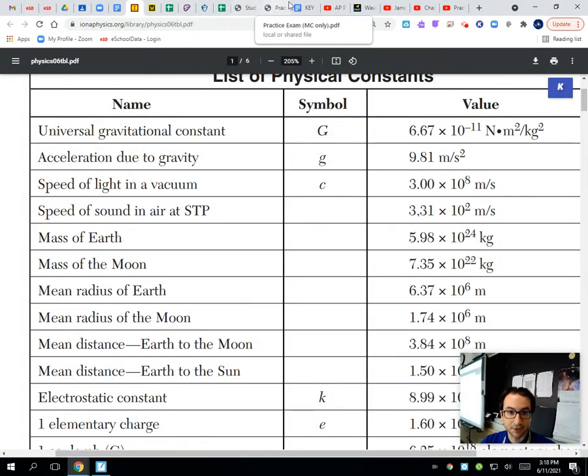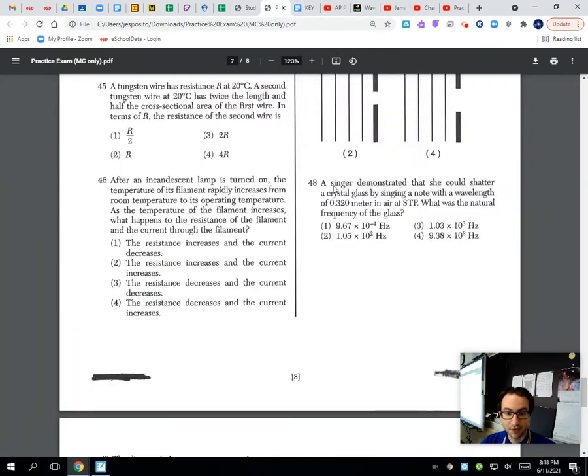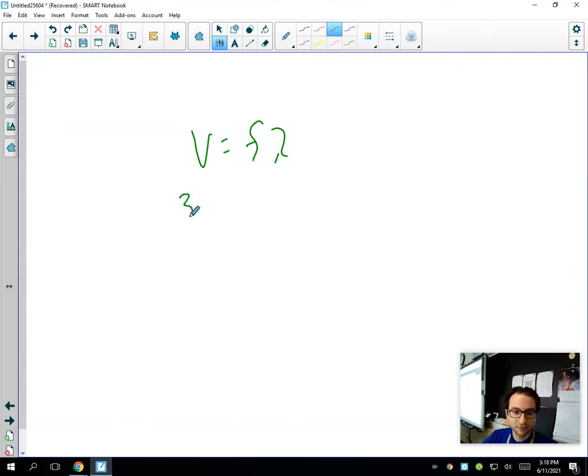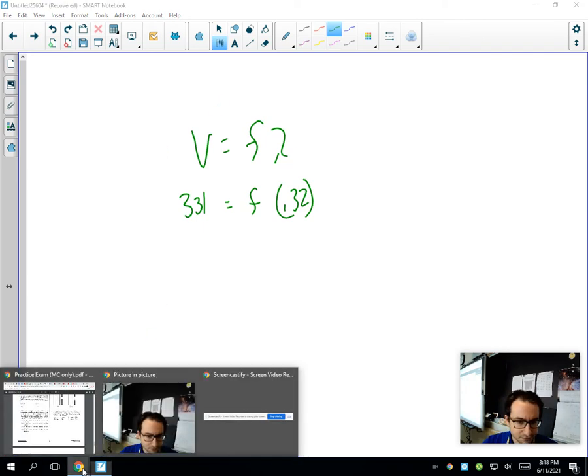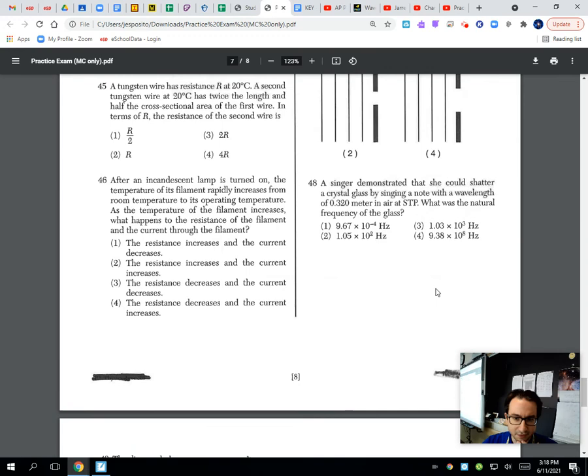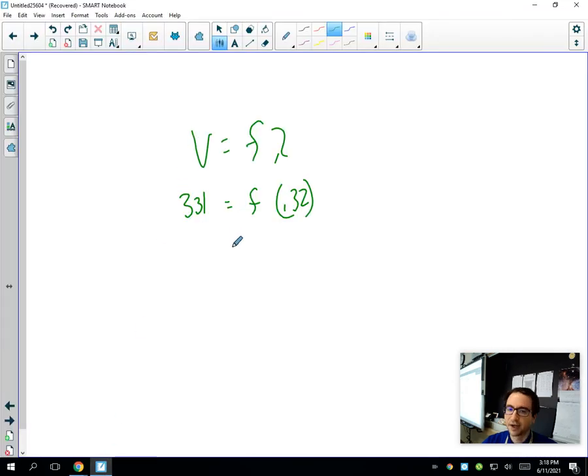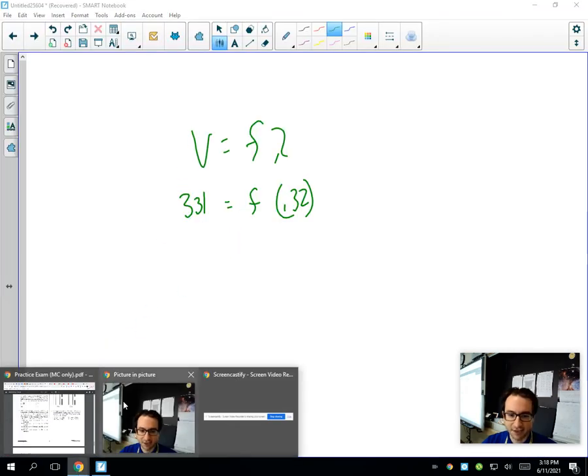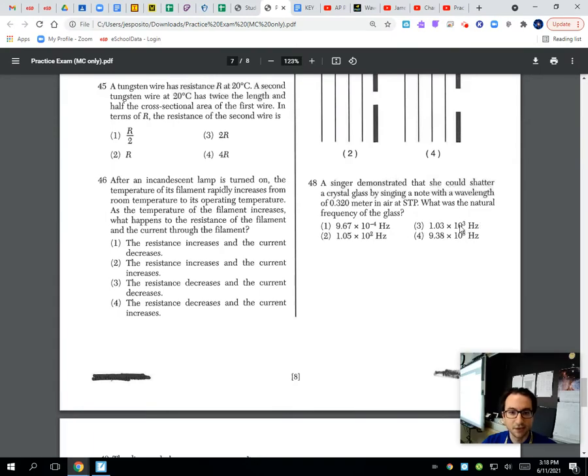So this is just a simple plug it into the equation. 0.32 for wavelength, 331 for velocity. Frequency will be something around 100. Just estimating it. Oh, I'm sorry, no, something around 1,000 because we're moving the decimal 3 times to make it something around 1,000. You can use your calculator and find the exact answer, but choice 3 is what it should be.